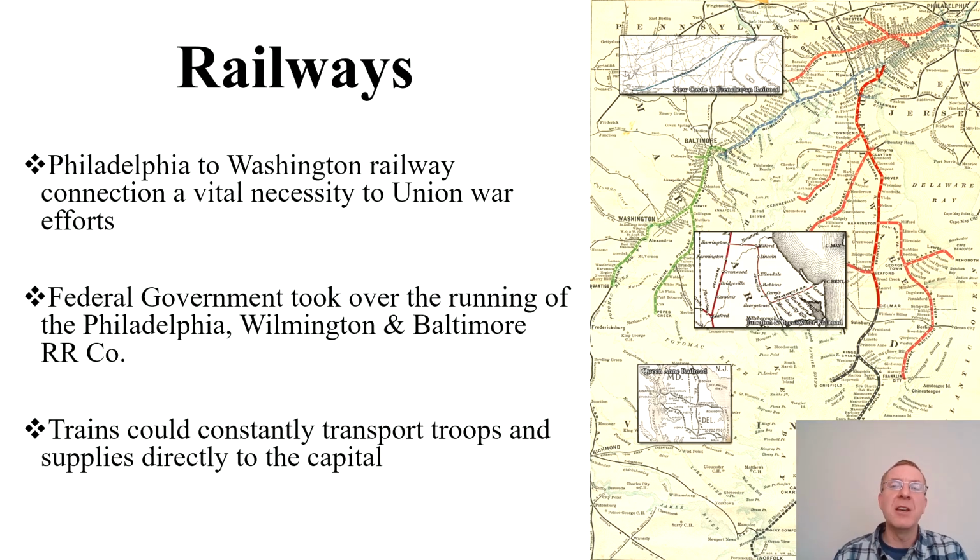And so if Lincoln is able to prevent Delaware from seceding, then that rail line, which is not long, it's a very short ride, a quick one from Philadelphia to Washington, is absolutely vital. And the fact that it is so short is why it's so vital, because he can get troops and supplies very quickly from Philadelphia to Washington.